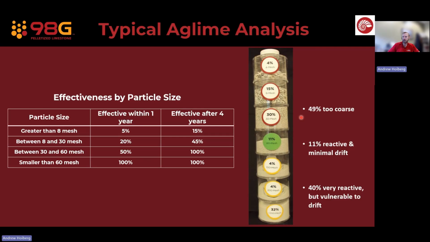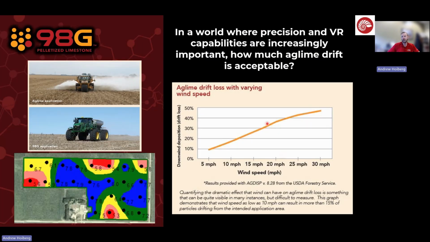You can see in this particular example, almost 50% of that ag lime volume is going to be ineffective at changing the pH. 11% is going to be good and reactive and have minimal drift when you spread it. And then this additional 40% down here is very reactive, but also very vulnerable to drift loss. We worked with the USDA a number of years ago to quantify how much of that material is going to be lost off target when we apply it.